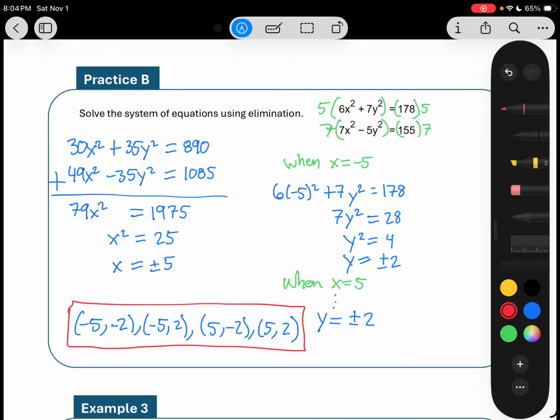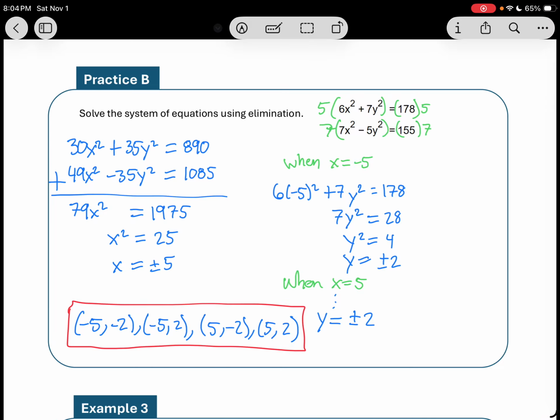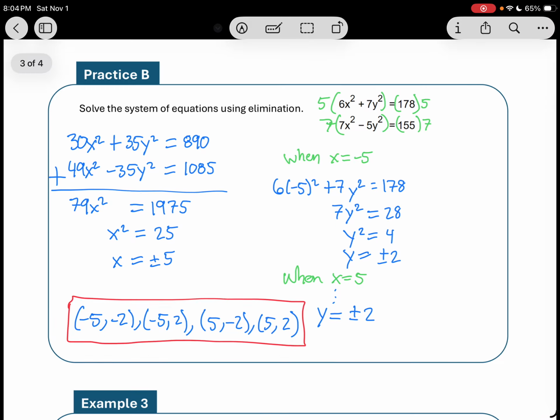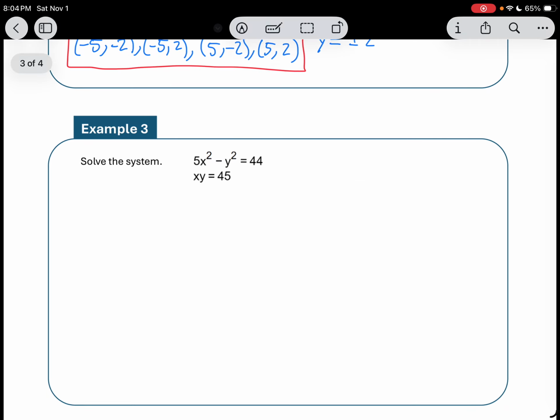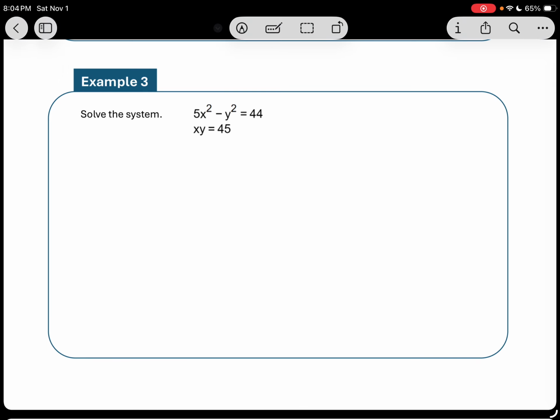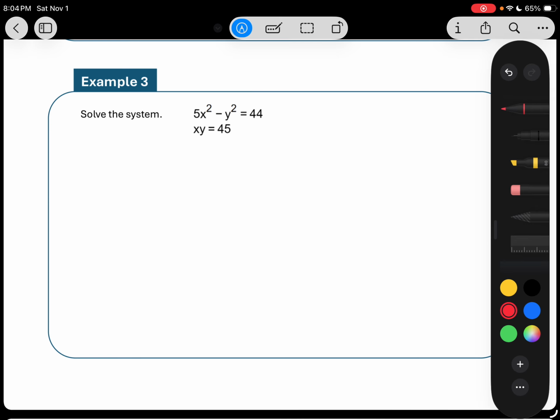Hopefully that's what you got. Let's go ahead and take a look at example 3. This one doesn't look like we're going to be able to do elimination with it because we have x times y. So substitution is going to have to be the way to go on this one. I'm going to solve for y on this second equation. So I get y is equal to 45 divided by x. And then I will replace y in the first equation with 45 divided by x.